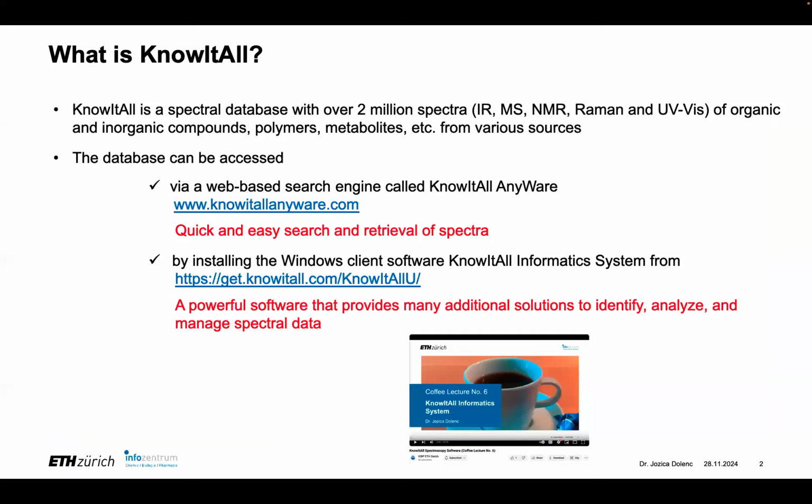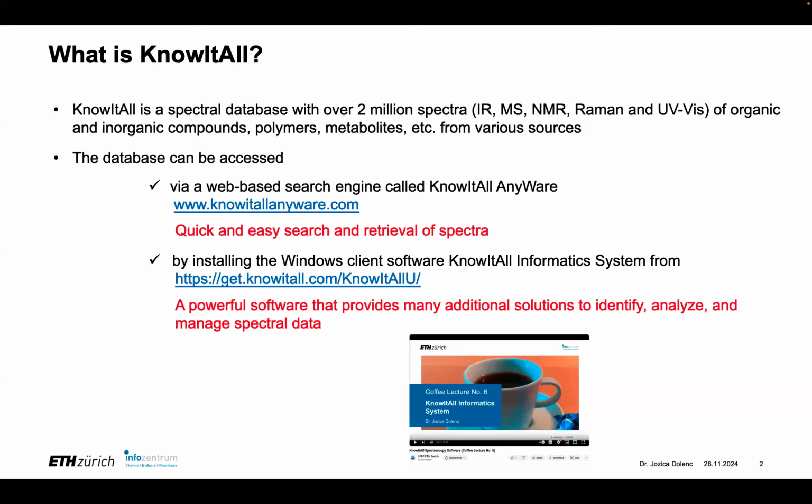So the idea today is to tell you what KnowItAll is, and that is a spectral database, which is now owned by Wiley, and it contains over 2 million different kinds of spectra: IR, MS, NMR, Raman, and UV-Vis, of organic as well as inorganic compounds, but also polymers, metabolites, all kinds of molecules. And these spectra come from very different sources. It's not only spectra that are published in articles, but also sometimes spectra from industry, from national institutes, and so on.